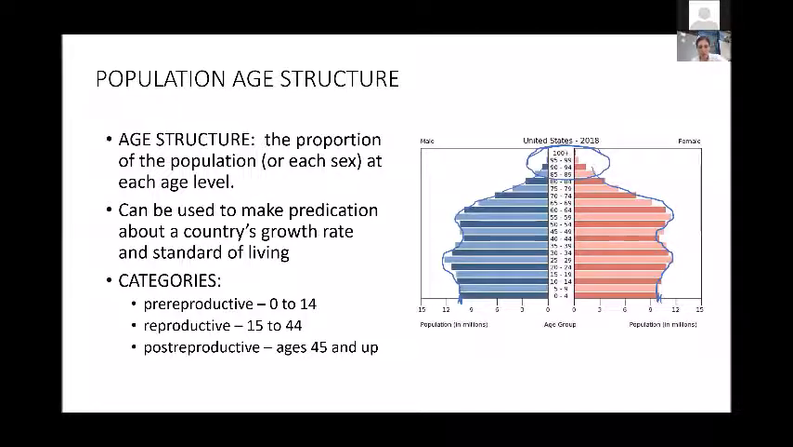So in general, we want to look at 3 categories. The individuals that are pre-reproductive, so that's 0 to 14, reproductive, 15 to 44, and then post-reproductive, 45 and up.